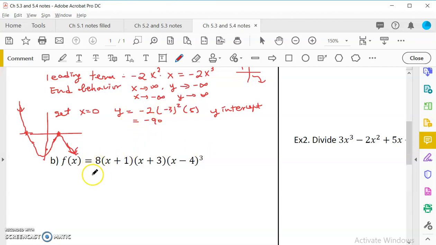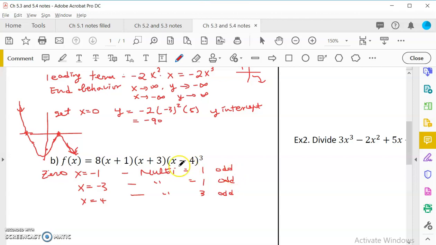So what do we have? First of all is the zeros, and also multiplicity. The zero is x equal to -1. Multiplicity equal to 1 because it's power 1. X equal to -3. Multiplicity is power 1, also odd. So all of them are odd. X equal to 4, this one, right? Multiplicity is 3, all odd. For odd power or odd multiplicity, it is not tangent. It would go through it.